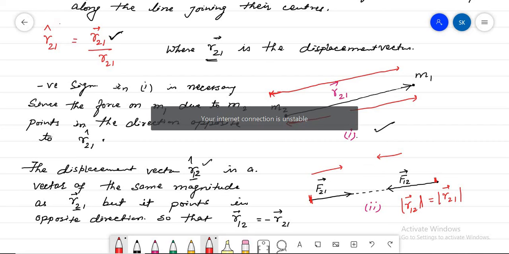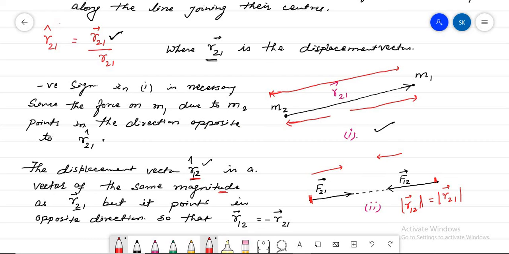This R12 is a displacement vector of the same magnitude as R21. मतलब जिस तरह की मैग्नीट्यूड R21 की होगी, सेम मैग्नीट्यूड R12 की होगी, और बट द डायरेक्शन विल बी ऑलवेज इन अपोजिट, so it should be in opposite direction.